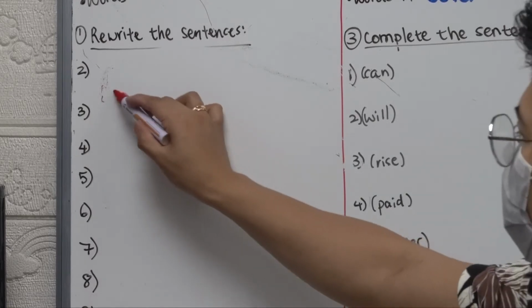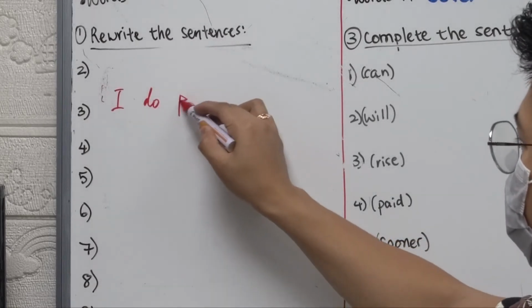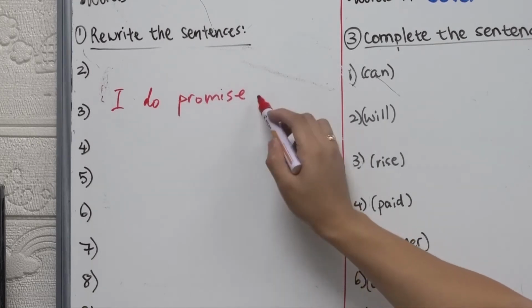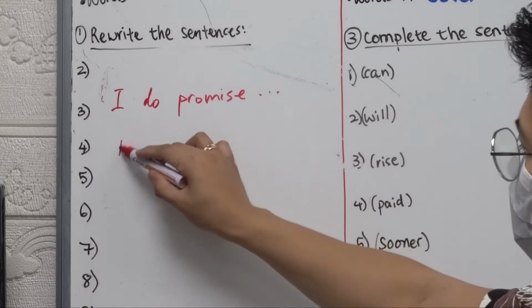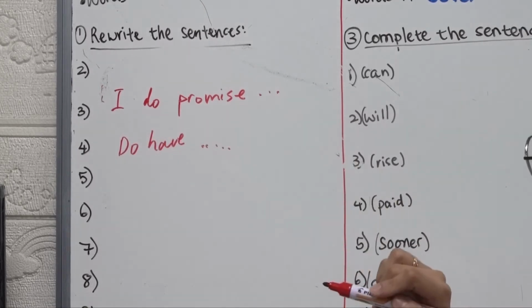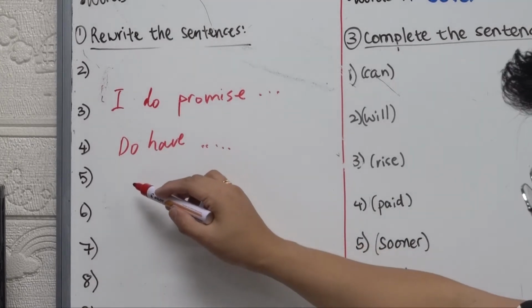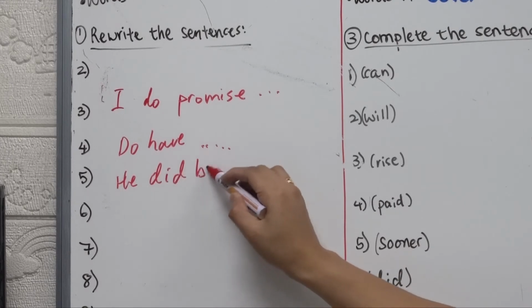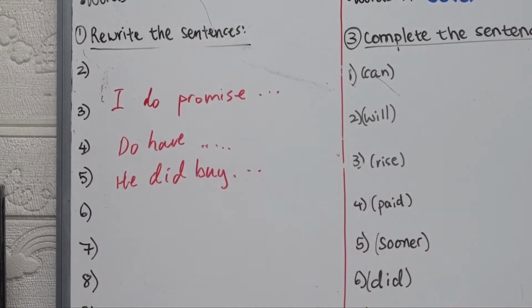So we have "I do promise to keep your secret," and then we have "do have some coffee," and then the last one we have, "he did buy." So this is quite similar to the first one. This is confirmation or statements.